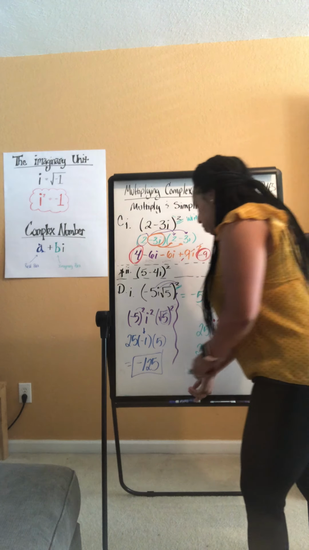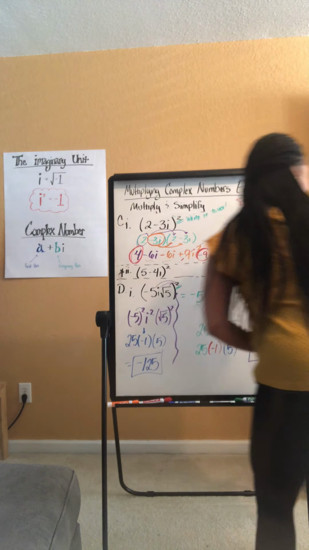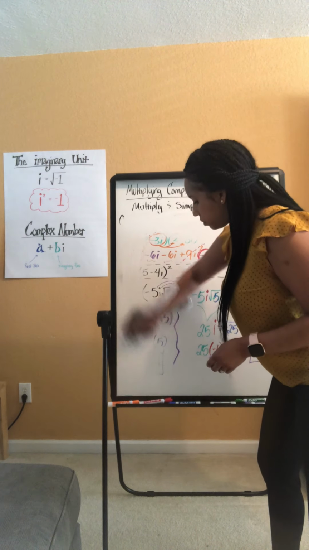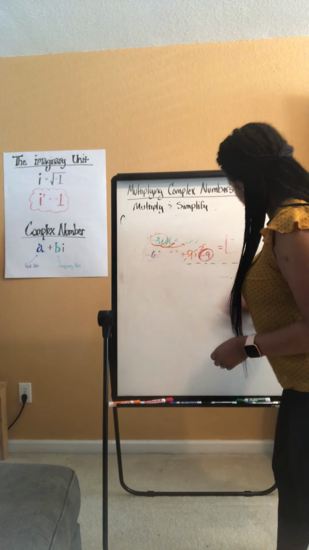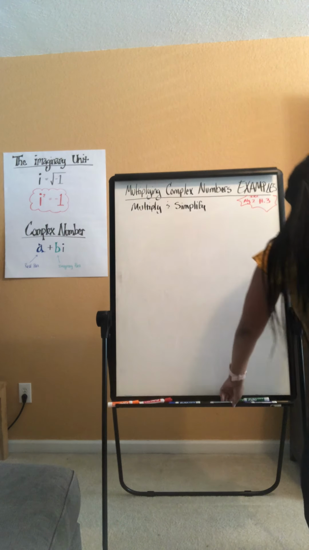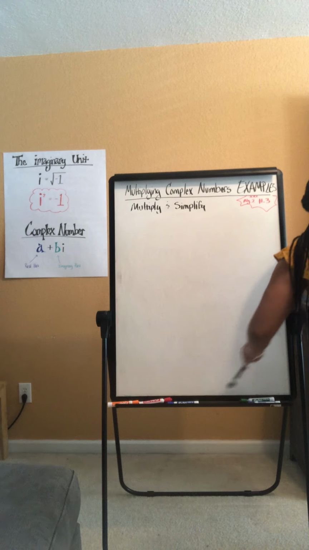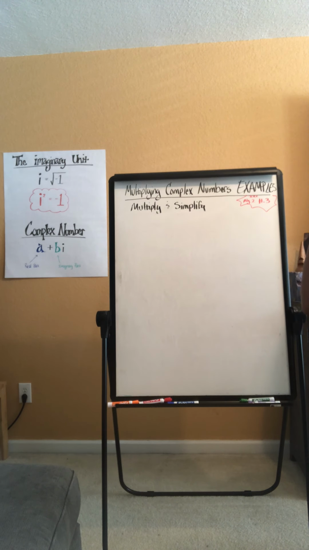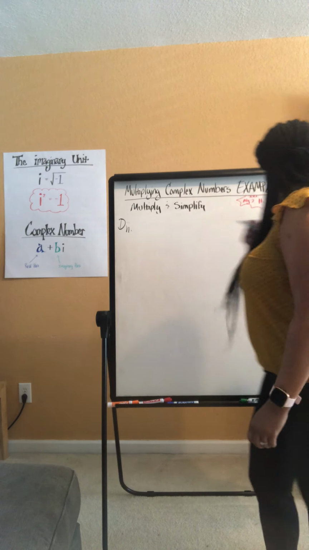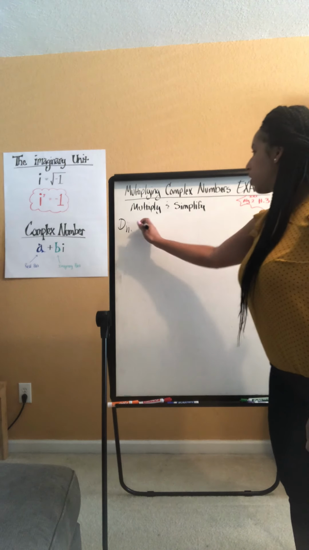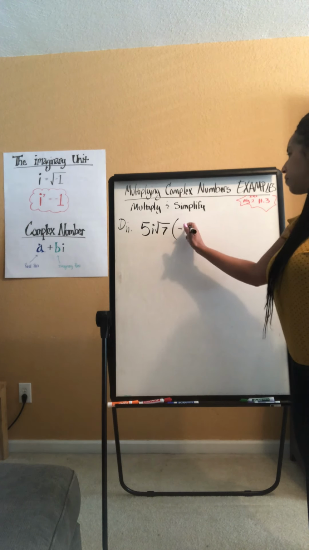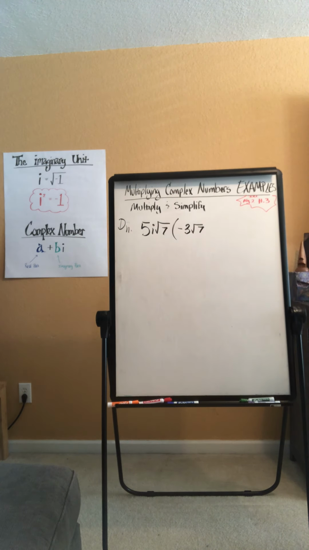I'm going to move on to D2 before I stop this video. D2, we get a little bit more complicated. Again, D is still dealing with the square roots. And again, all of this you will see in your IXL Algebra 2 H3. So D2, my problem is I have a 5i in the square root of 7 times negative 3 in the square root of 7 minus 2i.